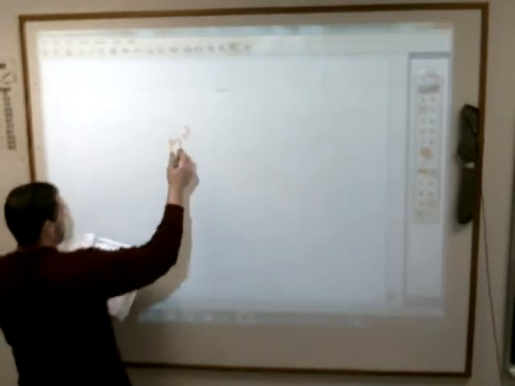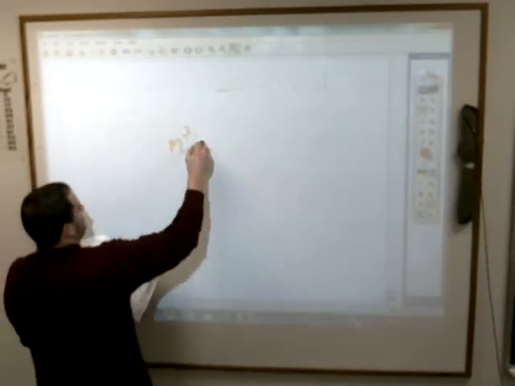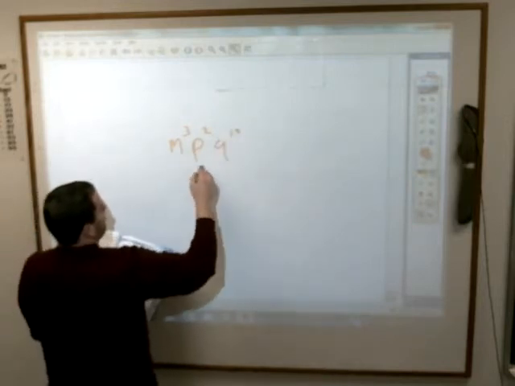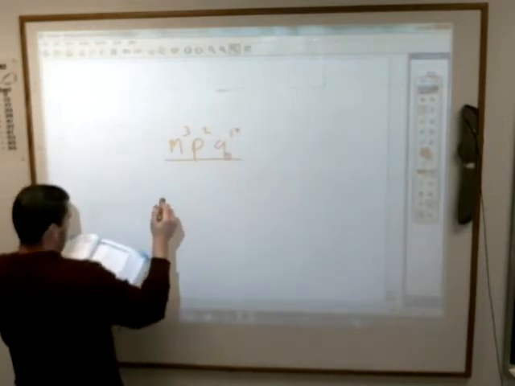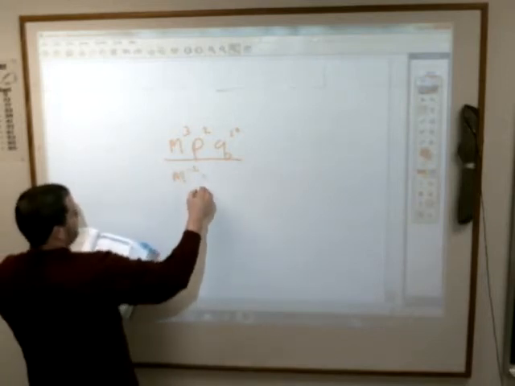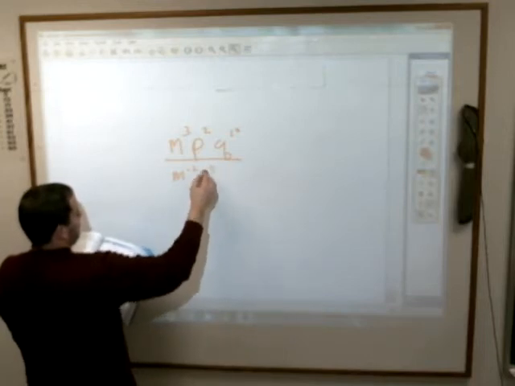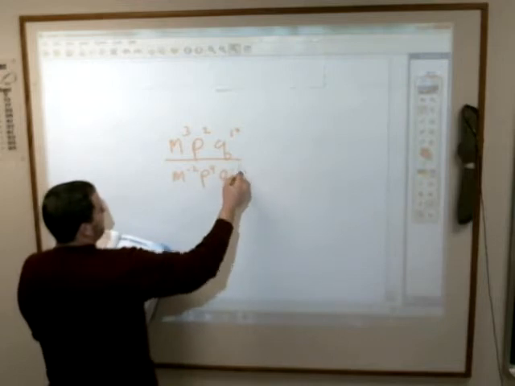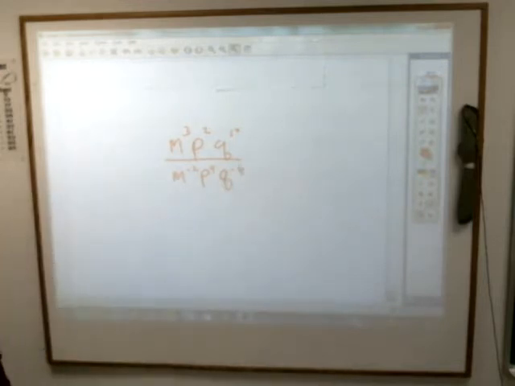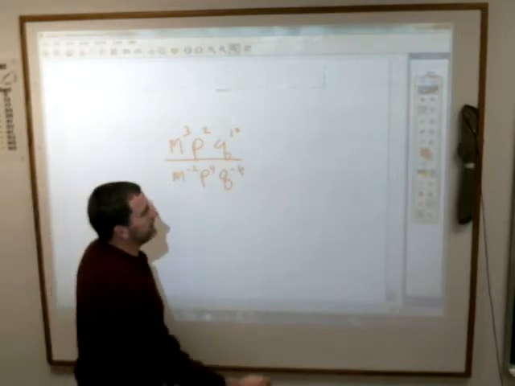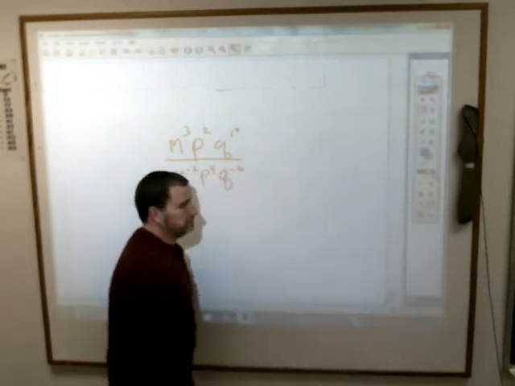m cubed, and I know Lucas wants a chance to redeem himself. p squared q to the 10th over m to the -2 p to the 4th and q to the -6th. m to the 3rd p squared q to the 10th over m to the -2 p to the 4th q to the -6th.